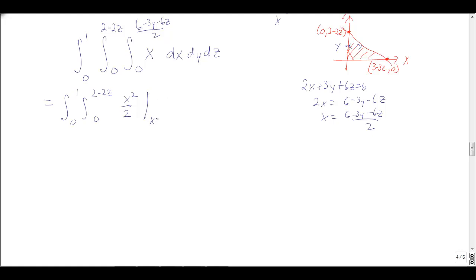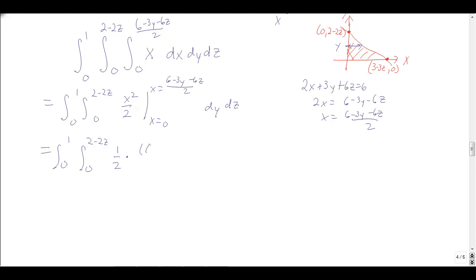And I have to go from x equals 0 to x equals (6 minus 3y minus 6z) all over 2. And then I do this dy dz. Okay, so what I'm going to do, let's say I get 0 to 1, 0 to 2 minus 2z, I get a 1/2 out in front.